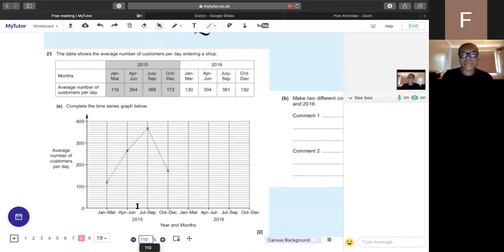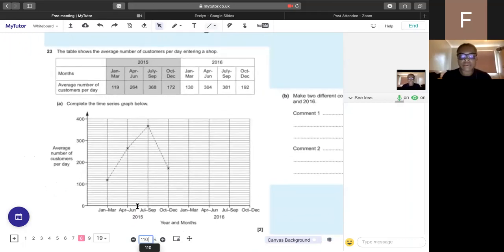Here we go. They've already done 2015 for us. We now need to do 2016. If we go to January to March and plot 130, January to March is here, and then 130 would be here. So we put an X there. April to June is 304. Now bear in mind, the scales go up in tens, so 304 is going to be a little bit more difficult to plot. I can zoom in a bit more and try to make it as accurate as I can.